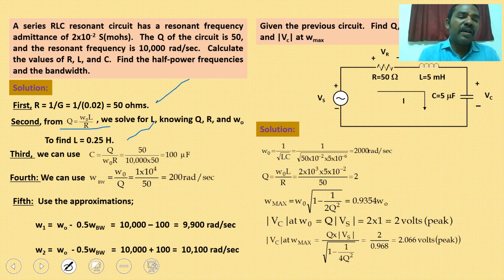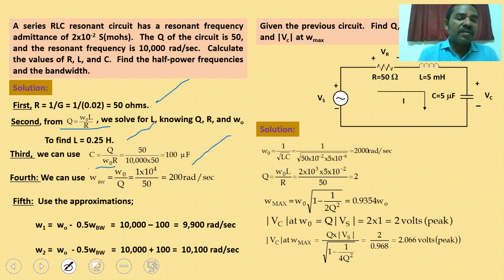So similarly, using the same quality factor equation, that is 1 by C omega naught R, which is your Q value. So C is equal to Q by omega naught into R. Q is 50, omega naught is 10,000, R is 50. Then you can get the value of C as 100 microfarads.